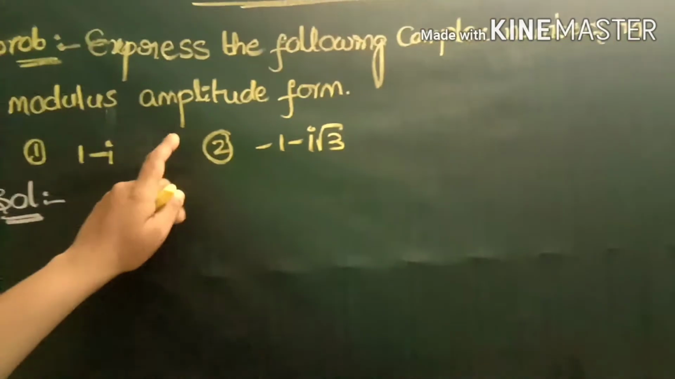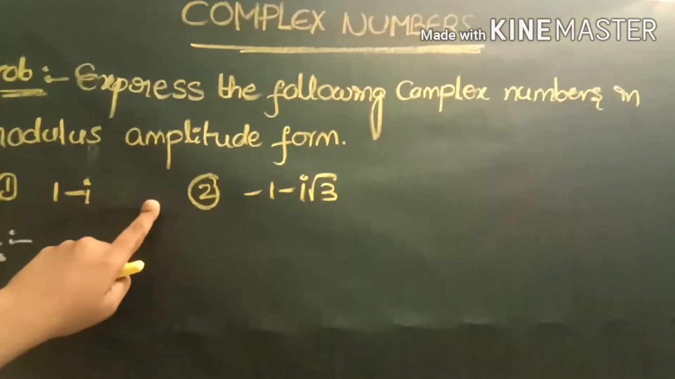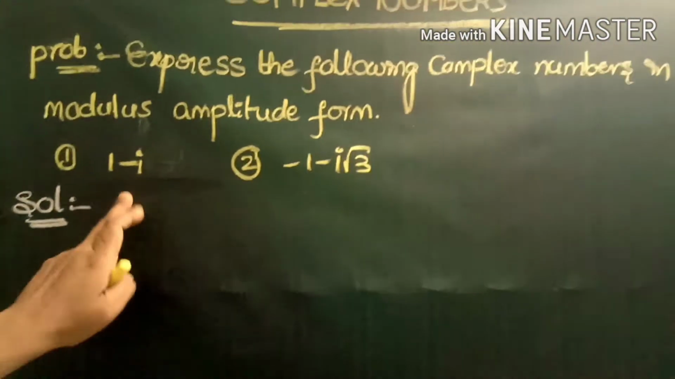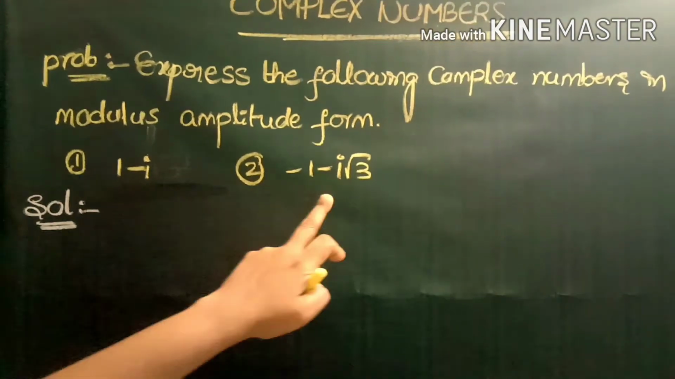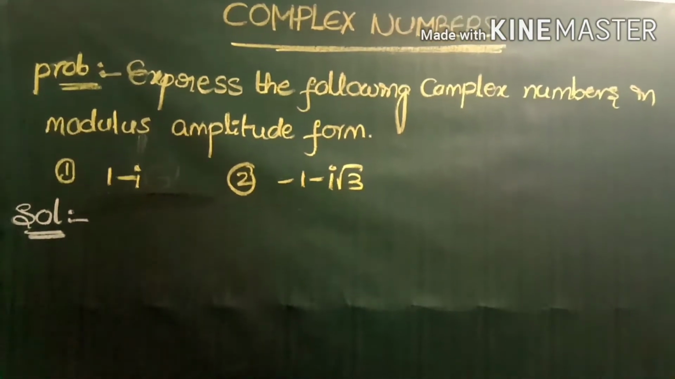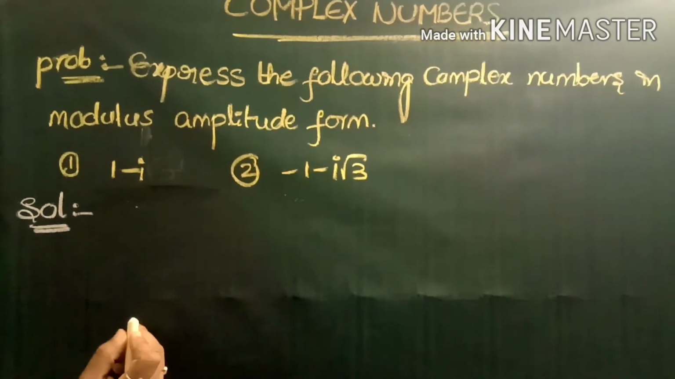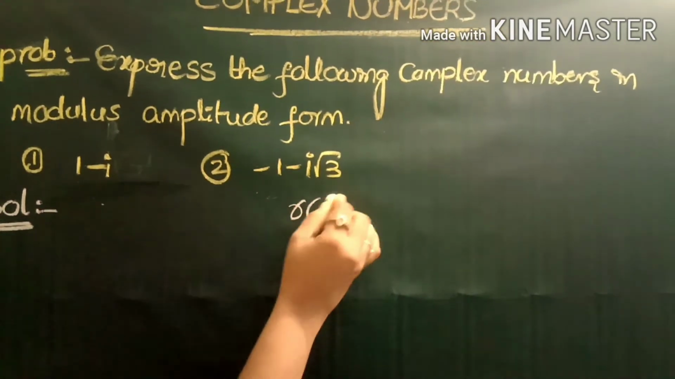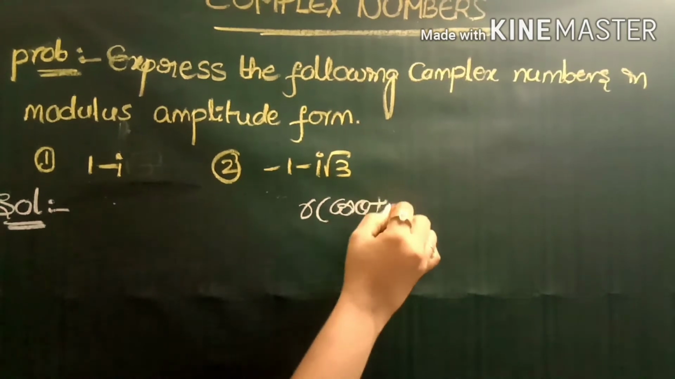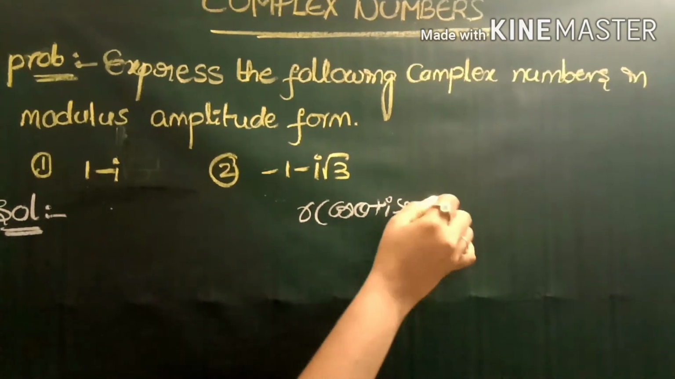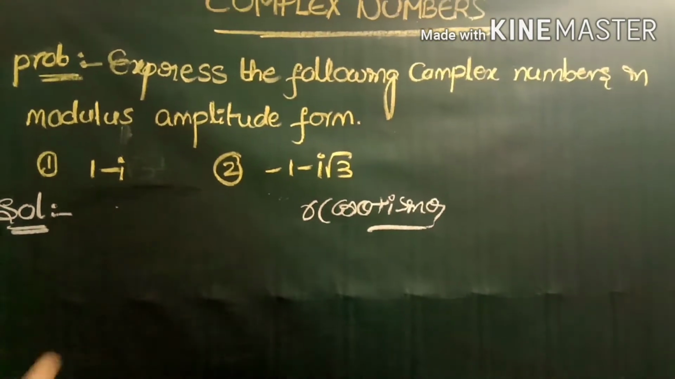First problem: express the following complex numbers in modulus amplitude form. Here two problems are given. The first problem is 1 minus i and the second one is minus 1 minus i root 3. Now we have to convert the given complex numbers into modulus amplitude form. Modulus amplitude form means the formula r into cos theta plus i sin theta.